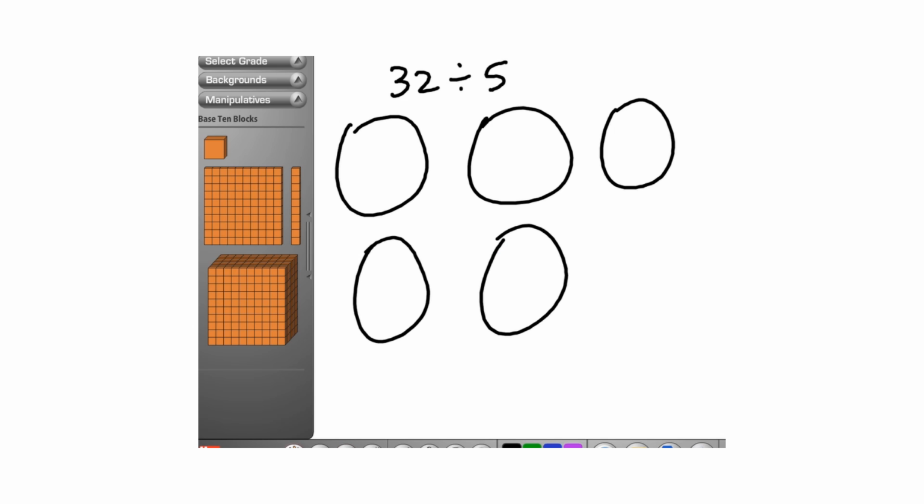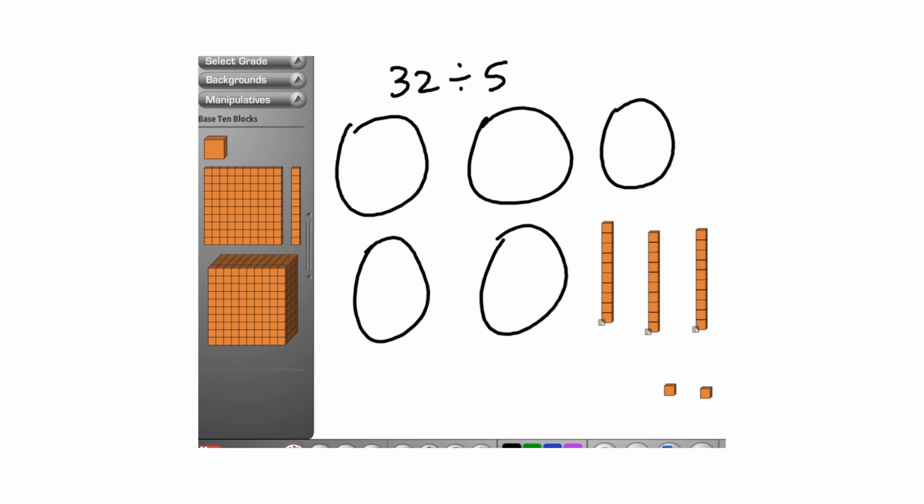Now I'm going to take the hand tool and I'm going to pull out 32 blocks. There we go. 10, 20, 30, 2. Now if I start to put the longs into the 5 slots, will I have enough longs? No. I need 5 longs in order for each of those circles to get one, and I only have 3. So if I started passing them out, there's not going to be enough.